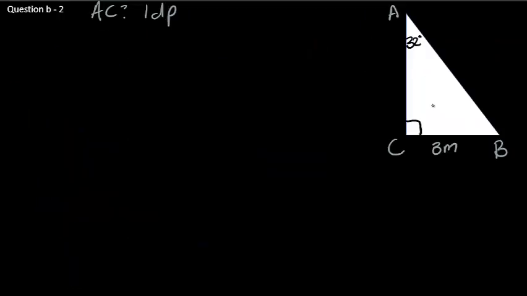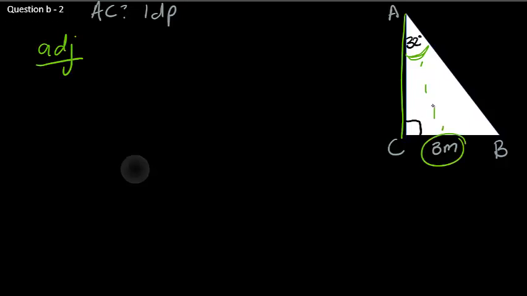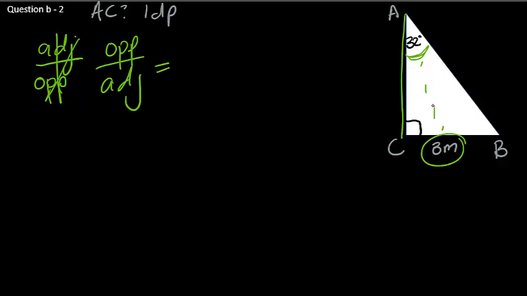Question B2. I am again calculating for AC, which is this one. AC is adjacent over opposite. We don't know adjacent over opposite, but we do know opposite over adjacent. So opposite over adjacent is going to be 3 meters over AC, and that gives me tan of 32 degrees. Or tan of 32 degrees is opposite over adjacent.